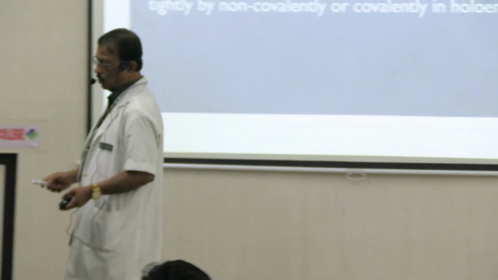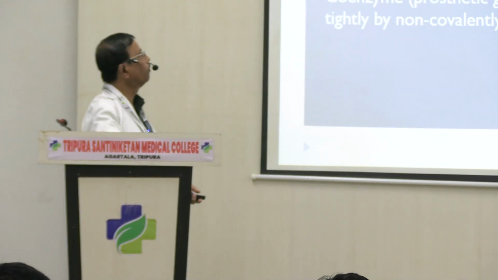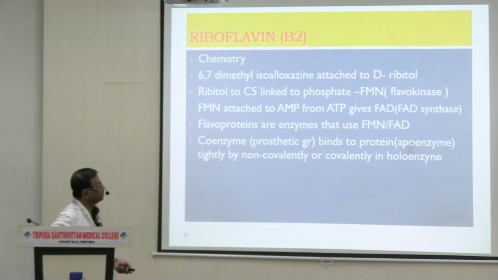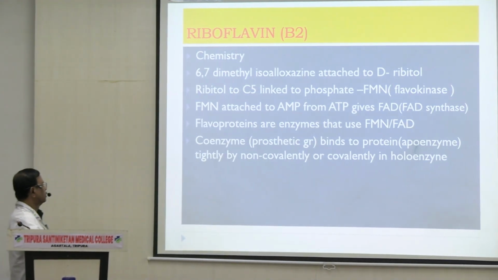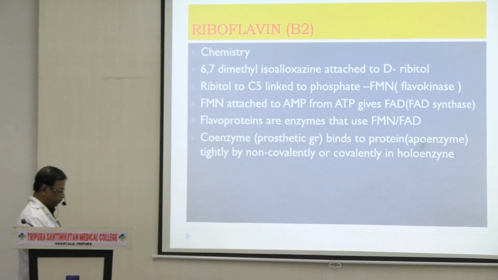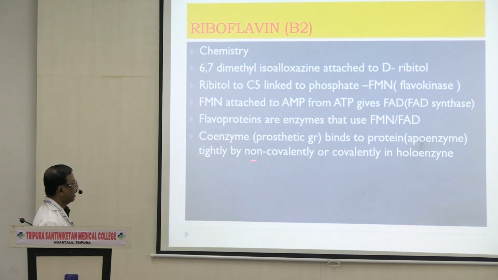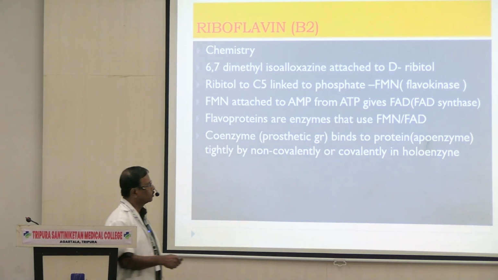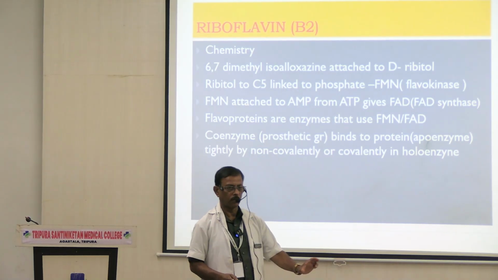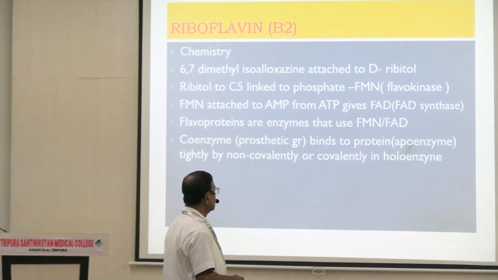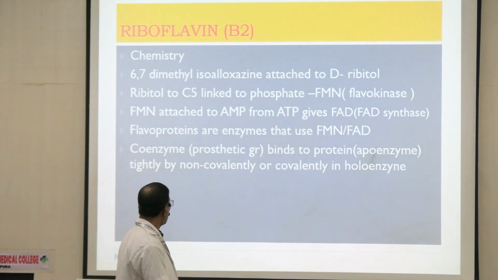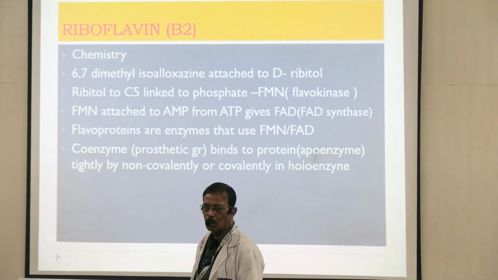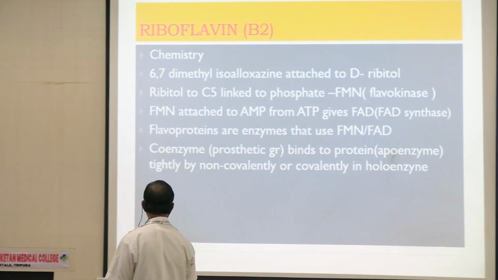So these are the coenzymes of flavin. The proteins which use flavin coenzymes are called flavoproteins. The coenzyme binds with the protein, and that protein is called apoenzyme. It is the non-functional part of the protein. When the coenzyme binds with the apoenzyme, it forms the holoenzyme. Holoenzyme means the functional protein enzyme.